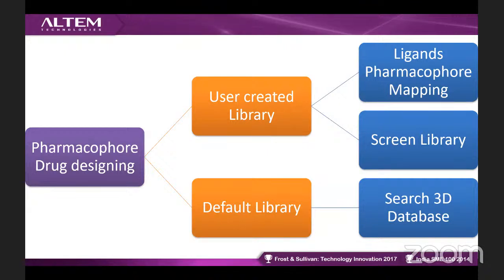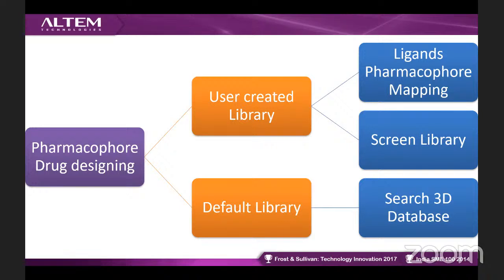Okay. Now, moving on, we have the pharmacophore in our hand, and there are two ways. A user-created library means you are creating your library, and there are also some default libraries present in the database. Which one you want to use? If you have your user-created library, then you can choose ligand-based pharmacophore mapping. Or if you're going to use a default library, you can use a search tree database.